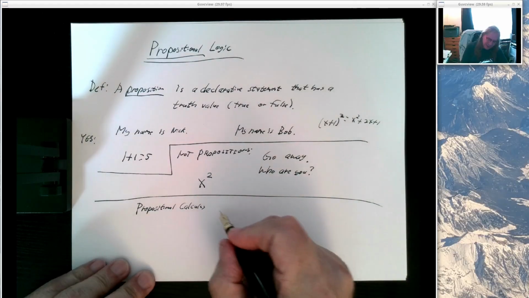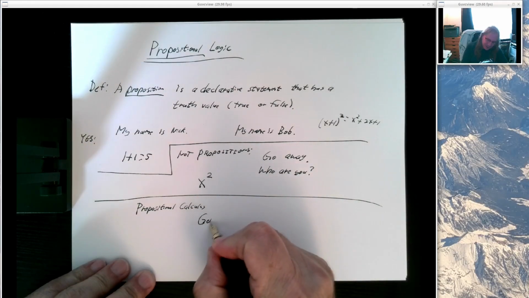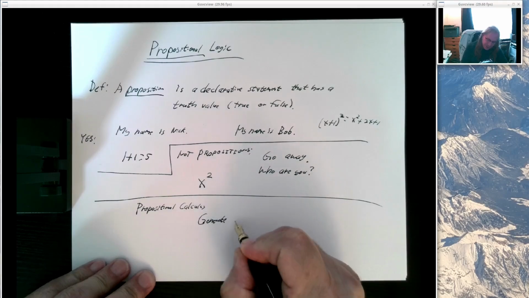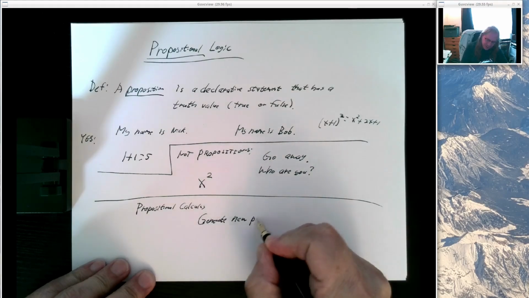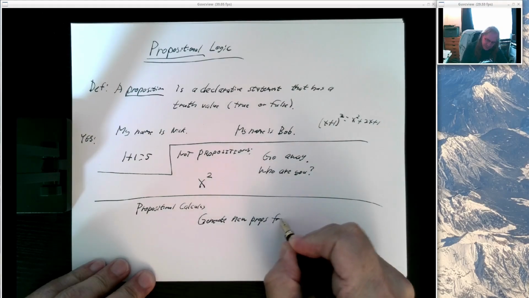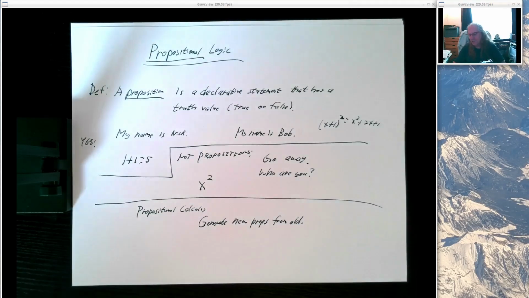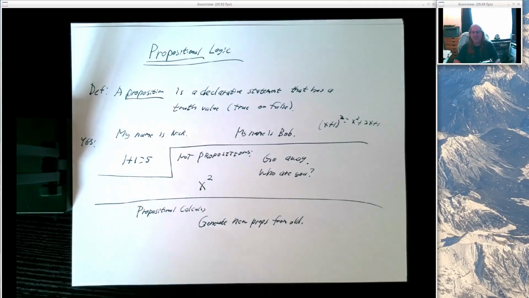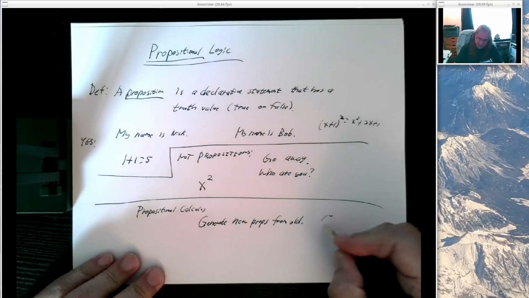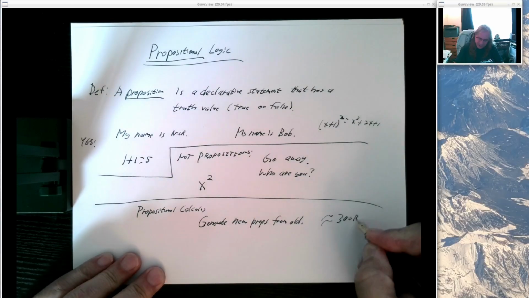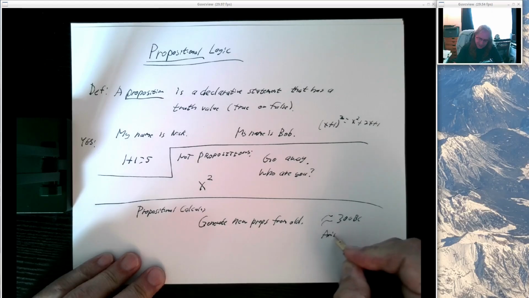And one of the main things we're going to do is generate new propositions from old propositions. So if we have a proposition, we can use it to create a new proposition in very specific ways. And this notion of propositional calculus is very old. It goes back to at least 300 BC, Aristotle.